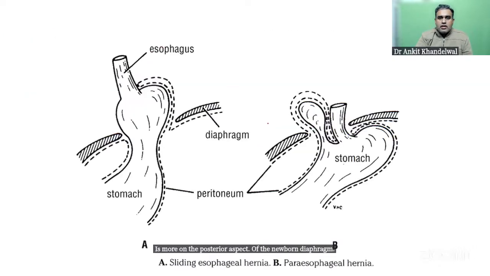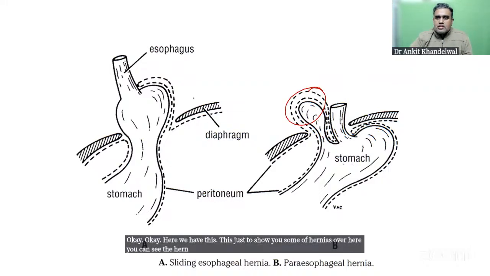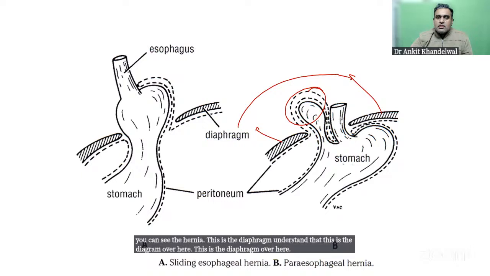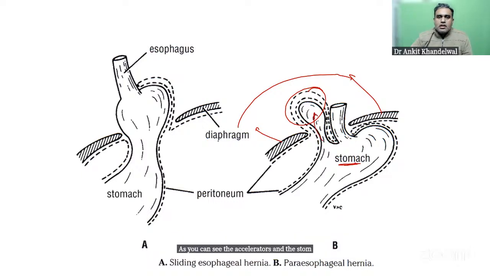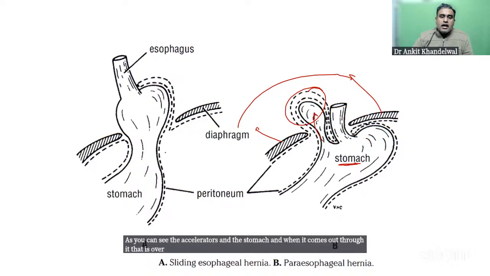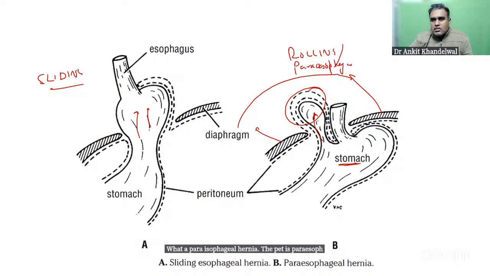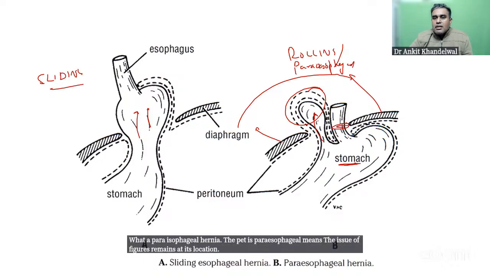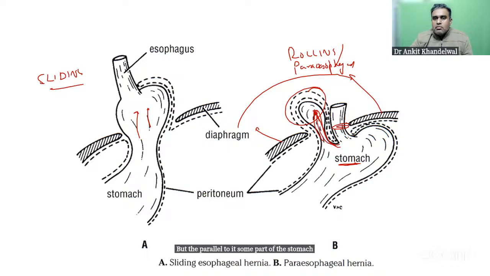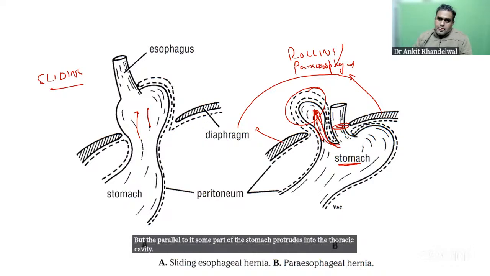Okay, here we have this. This just to show you some of the hernias over here. You can see the hernia. This is the diaphragm. Understand that this is the diaphragm over here. You can see the esophagus and the stomach. And when it comes out through it, that is our hernia. So it can be a hiatal hernia, also known as a sliding hiatal hernia, when the entire upper part of the stomach slides, or it can be a rolling or a paraesophageal hernia. The paraesophageal means the esophagus remains at its location, but parallel to it, some part of the stomach protrudes into the thoracic cavity.